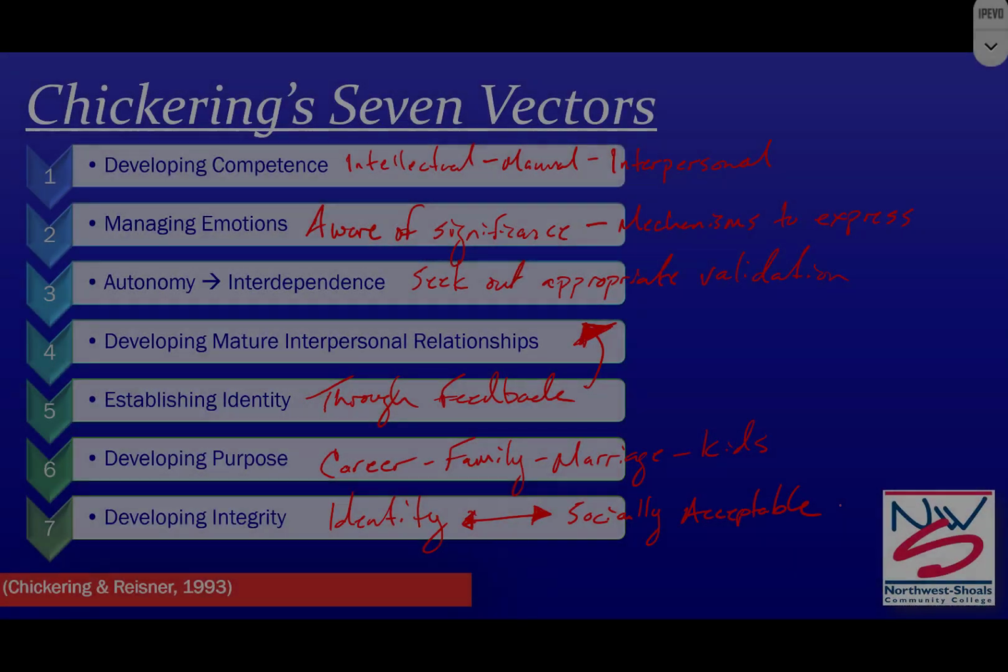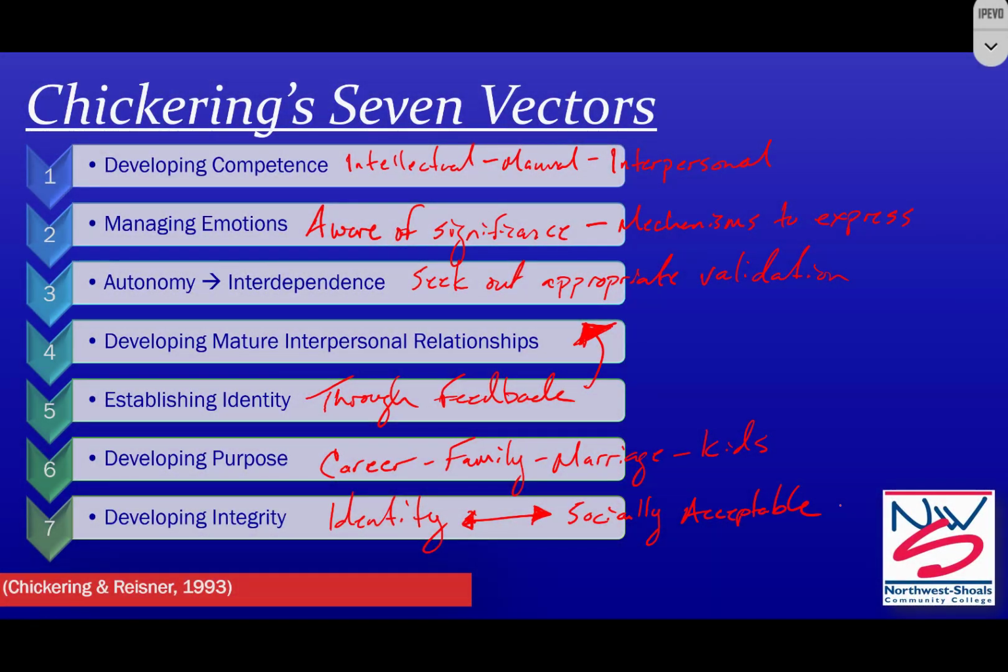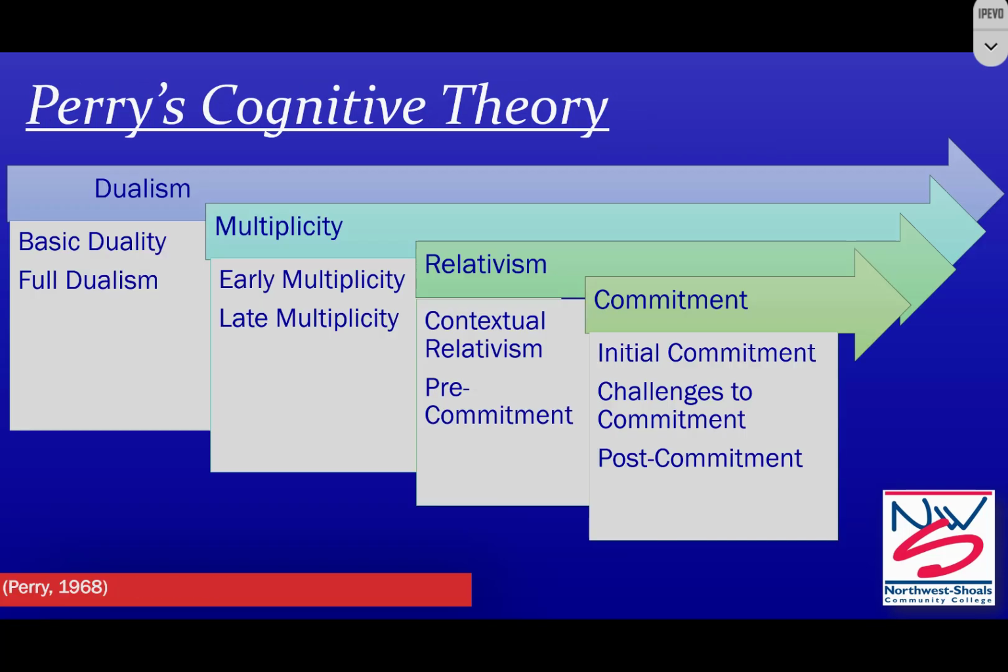Next, we'll look at William Perry's theory of cognitive development. William Perry defines 9 positions as students progress through these different ways of defining knowledge and ways of knowing. So the first one we refer to as dualism.